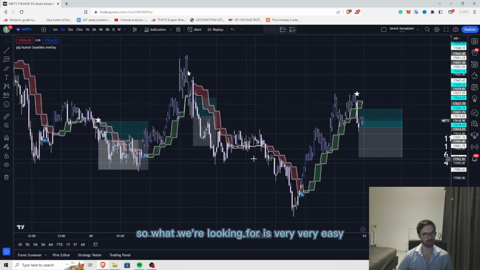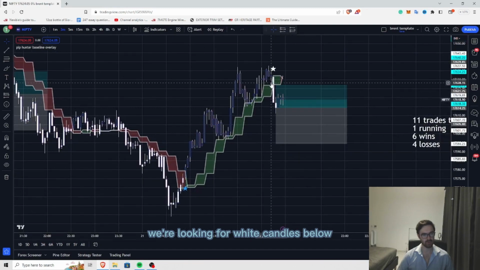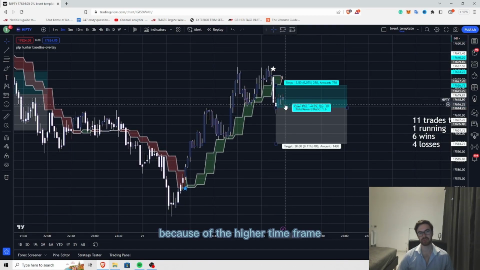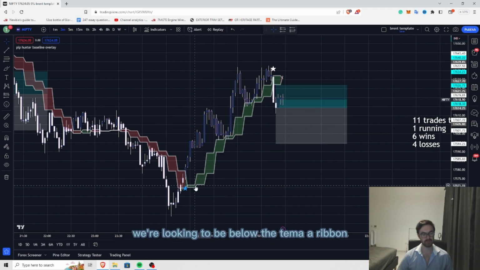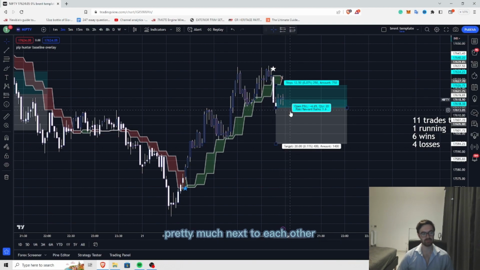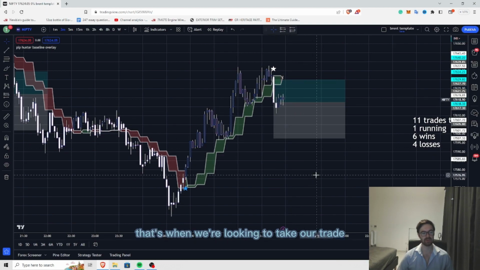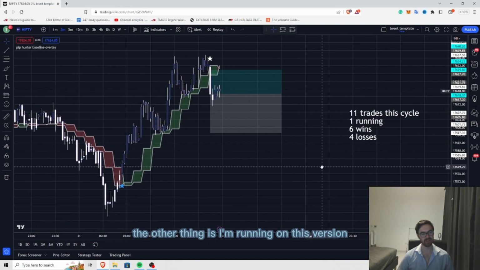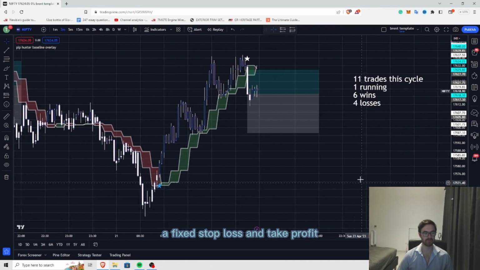So what we're looking for is very, very easy. Because we're only looking for shorts because of the higher time frame, we're looking for price to be below the teamer ribbon, we're looking for the white star, and we're looking for the white candles. When we've got all of those 3 pretty much next to each other, that's when we're looking to take our trade.